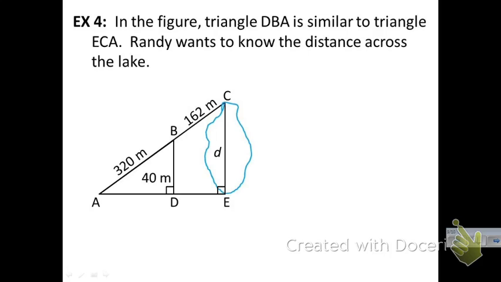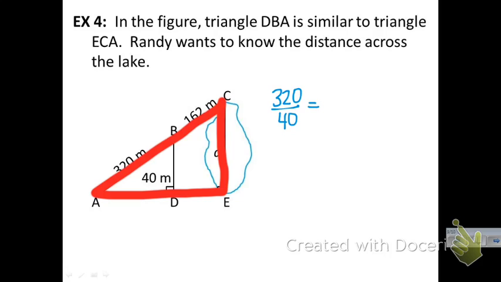Okay, example 4, it says in the figure triangle DBA is similar to triangle ECA. Randy wants to know the distance across the lake. So I'm going to take my smaller triangle here, and I'm going to find the lengths for it. I'm going to take that long side, 320, and compare it to the 40, like I would in the bigger triangle here.